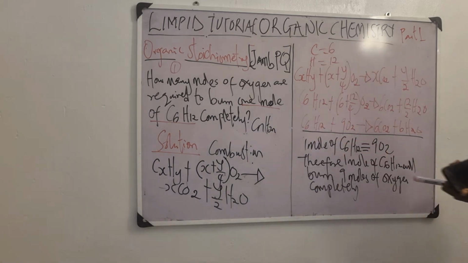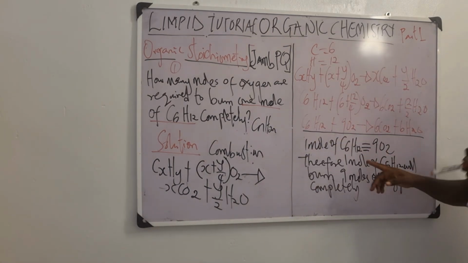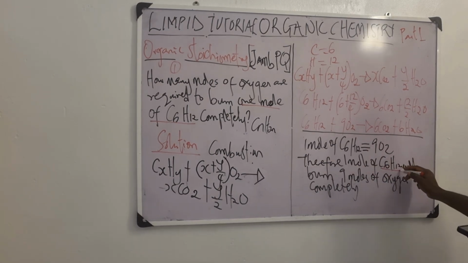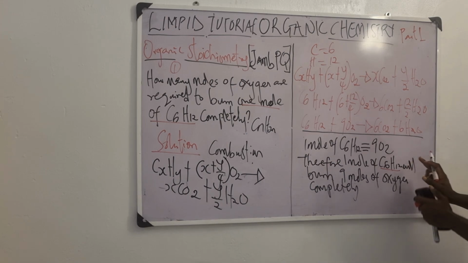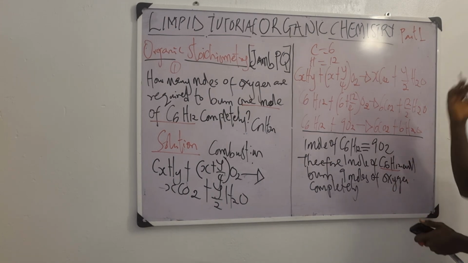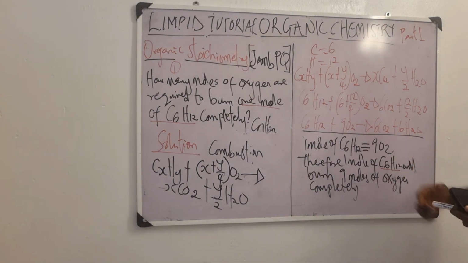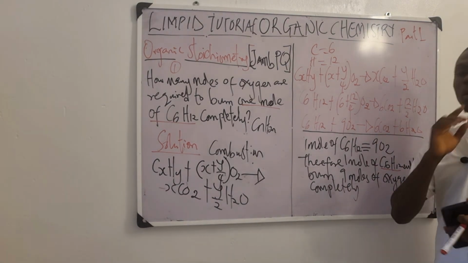So now here is the answer. Therefore, 1 mole of C6H12 will burn 9 moles of oxygen completely. So this is the answer: 9 moles of oxygen completely.